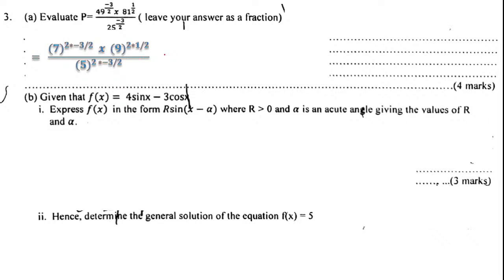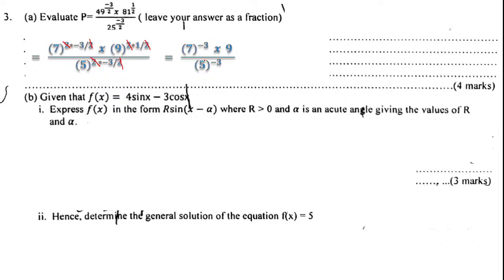So simplifying this, these 2 cancel out with this 2. We'll be left with 7 to the power minus 3. This other one will cancel out with this one here, this 2. We'll just be left with 9. Over the denominator, these 2 cancel out with this 2. We'll be left with 5 to the power minus 3.